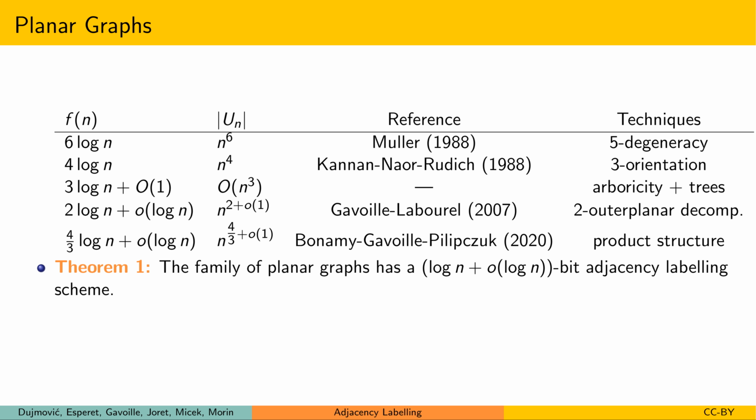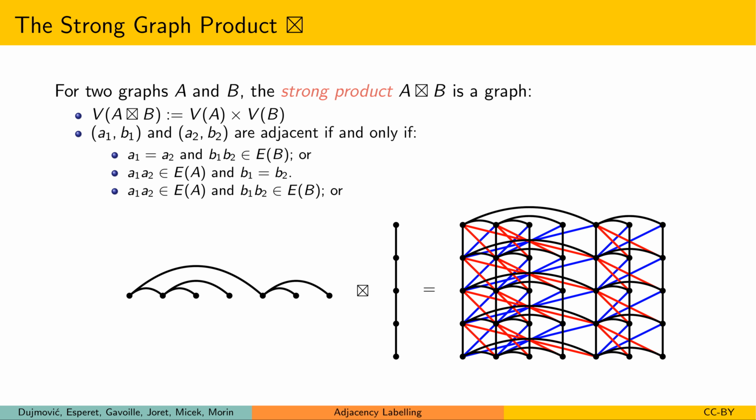Finally, the main result in the current work is a log n plus little o of log n bit labeling scheme for planar graphs. This work is also based on the product structure theorem, and is optimal up to the lower order term. Before we can describe the product structure theorem on which these results are based, we need to define the strong graph product.